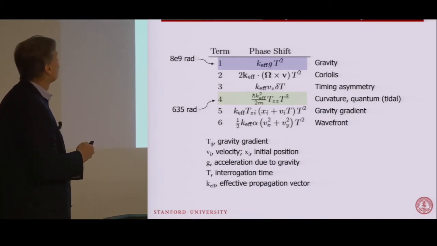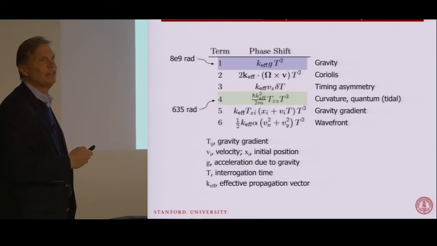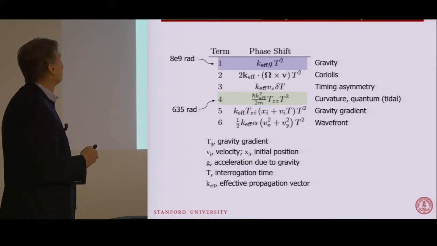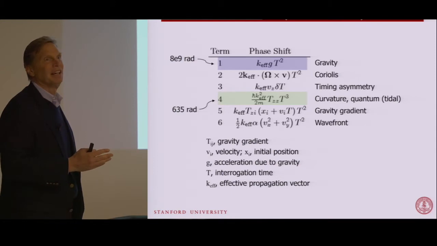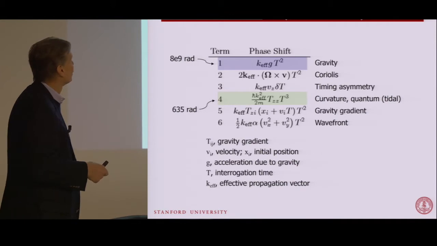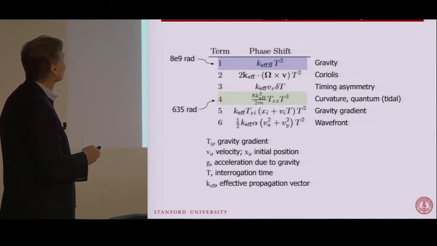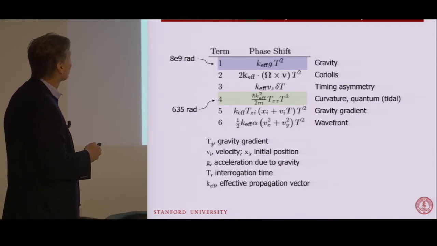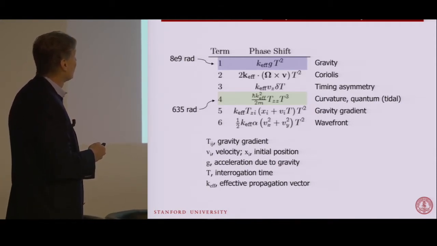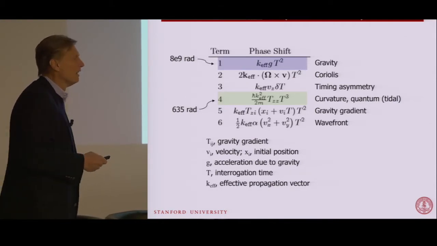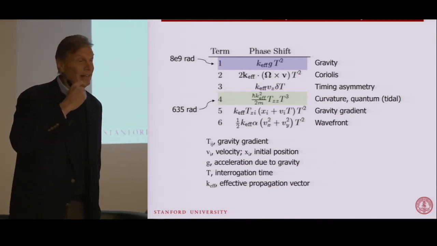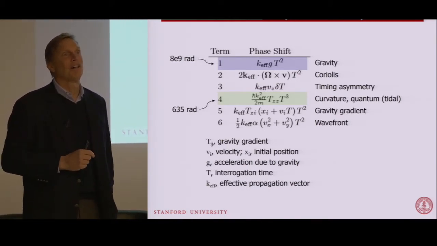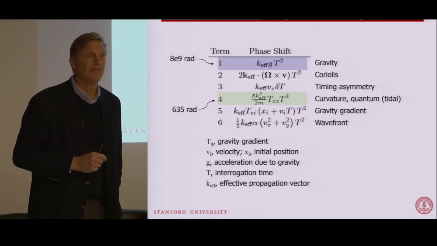There's another term, and this term was observed 20 years ago, and it's the foundation for many really pretty high-performing sensors that measure the acceleration due to gravity. This term here, if you inspect it, is kind of interesting. It's the only term in this list that actually depends on Planck's constant. It also depends on the mass of the atom, and here it depends on the curvature of the gravitational field. This term was identified in the early 90s as being interesting for de Broglie wave interferometry for the following reason.